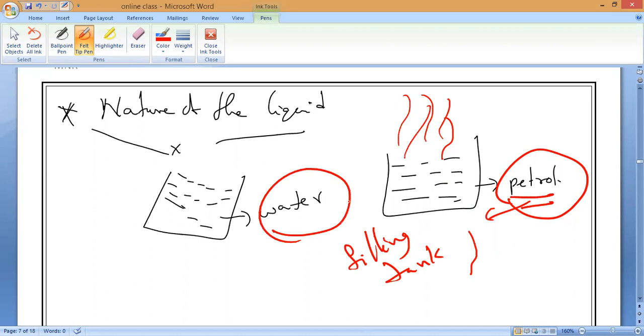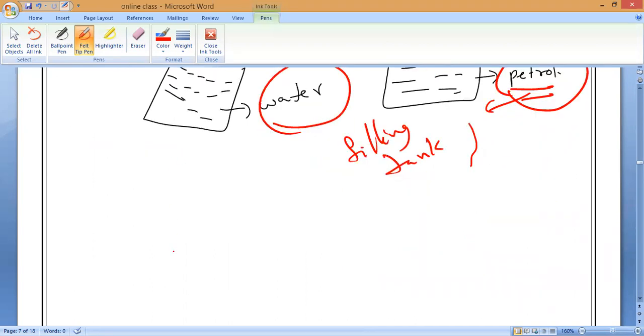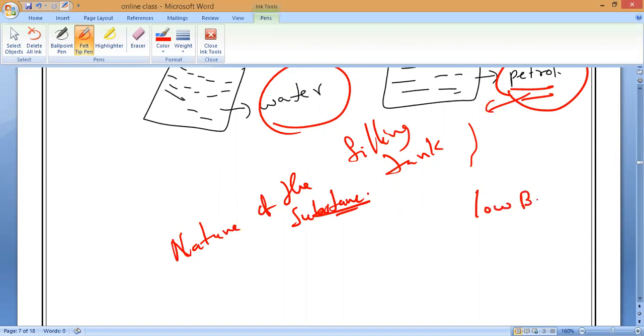So why is it happening? Let us discuss. It is based upon the nature of the substance. If we take substances having very low boiling points, then by a small change in temperature, it will be converted into the gaseous state. So the substances can change their state easily.